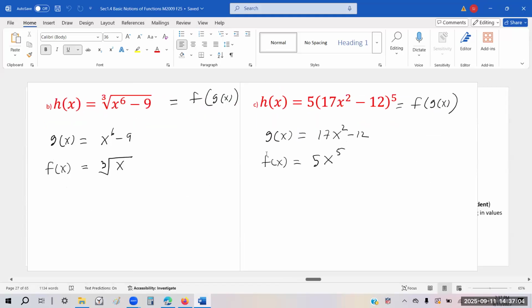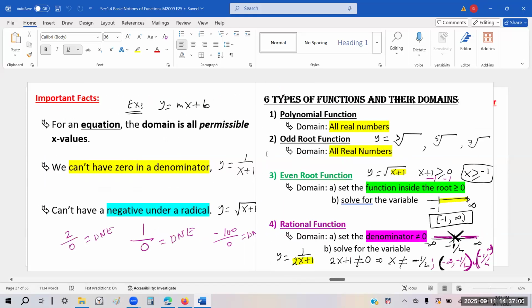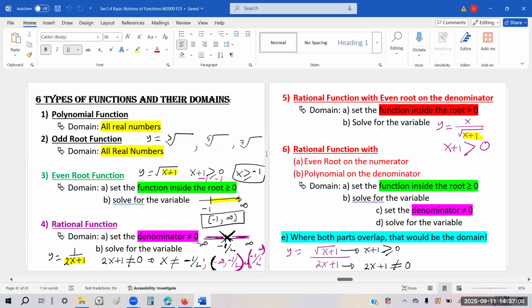Do you remember? Depending on 4 types of function, we find the domain differently. So we didn't finish our section or the topic yet. Today we're going to finish it. And tomorrow you're going to have a quiz. Okay? Tomorrow there will be a quiz on domain. I'll give you one of these 4 types of functions, and then you're going to find the domain in interval notation.